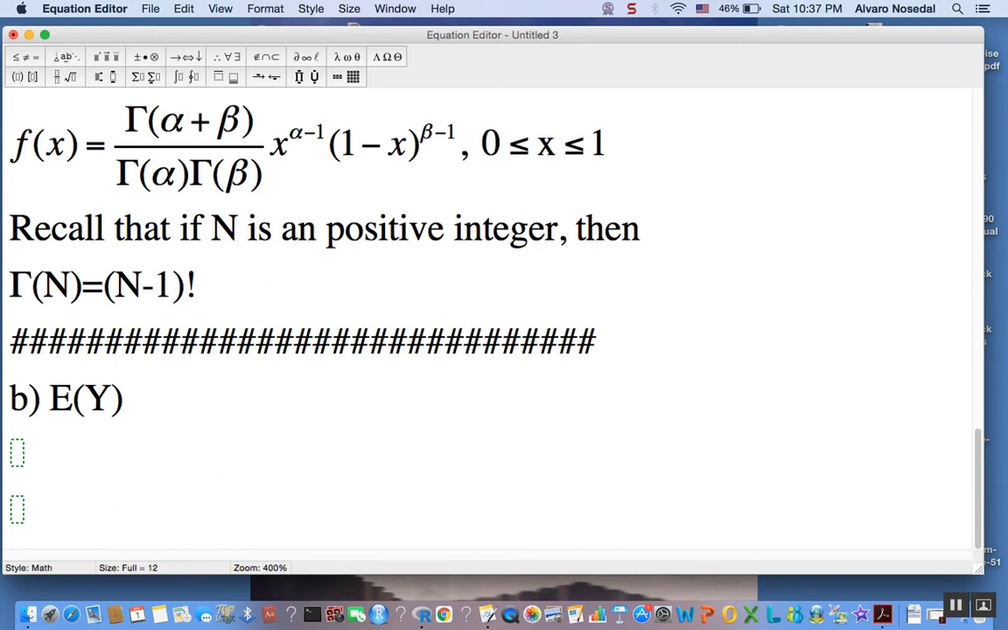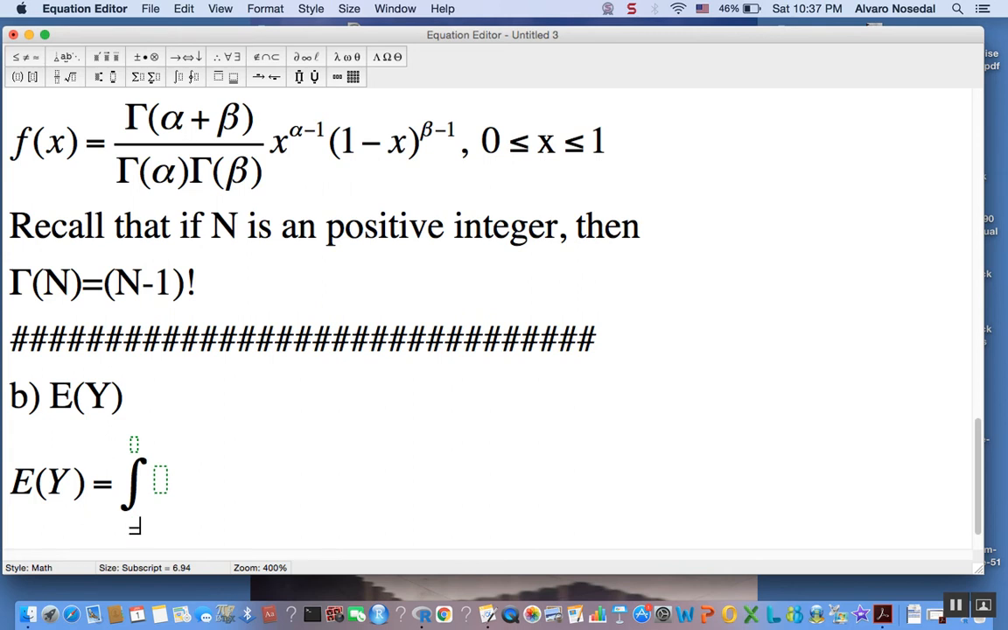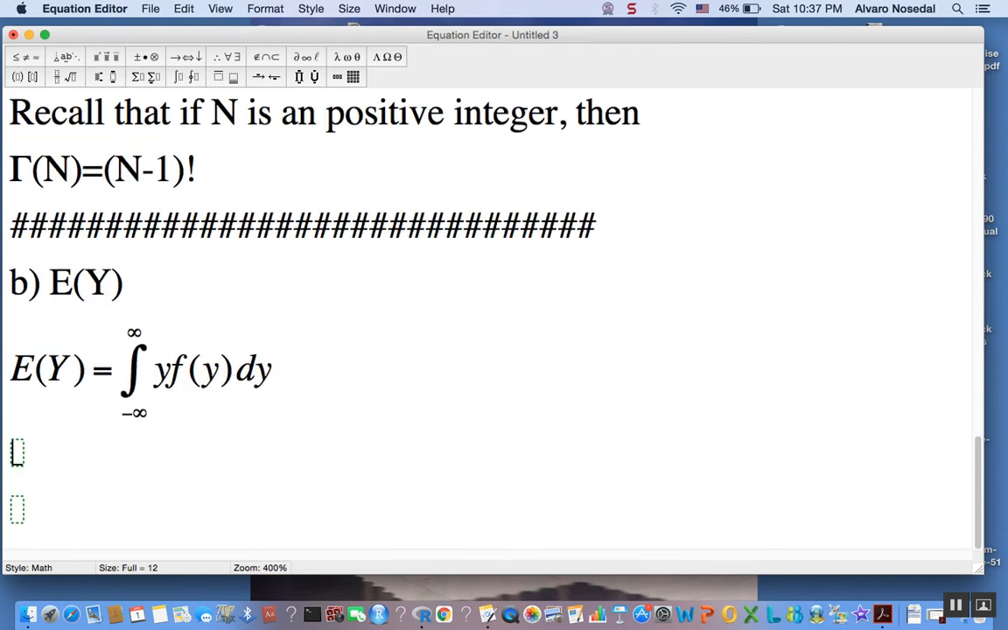So, expected value of y. We know the definition, if you will, for a continuous random variable: the expected value of a continuous variable y is just the integral from negative infinity to infinity of y times f of y. Okay, so we know that. Let's use that expression.